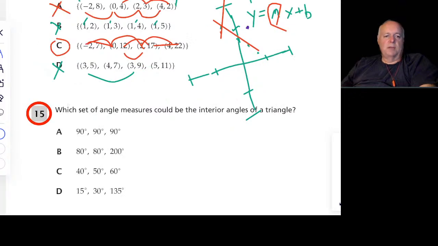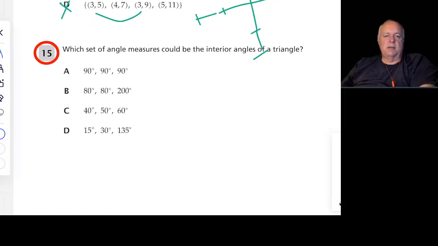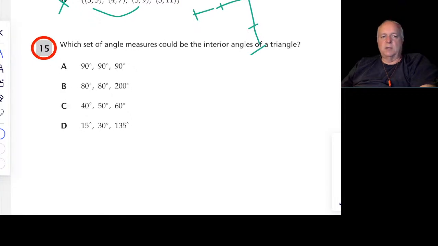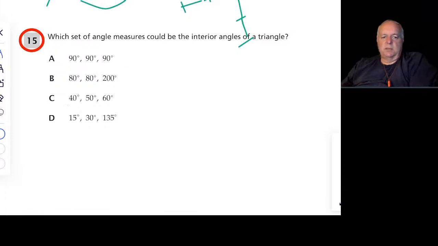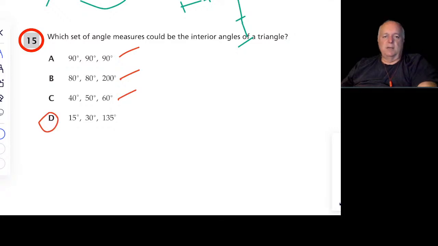Which set of angle measures could be the interior angles of a triangle? Well, you should all know that the sum of the angles of a triangle is 180. So which of these choices adds up to 180? That's 270, no good. This is 360, no good. This is 150, no good. This is 165, 70. Yep, it's D then. Right? Simple as that. The sum of the measurements of the interior angles of a triangle is 180.